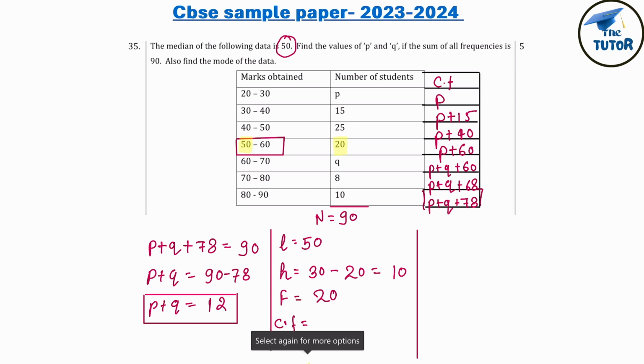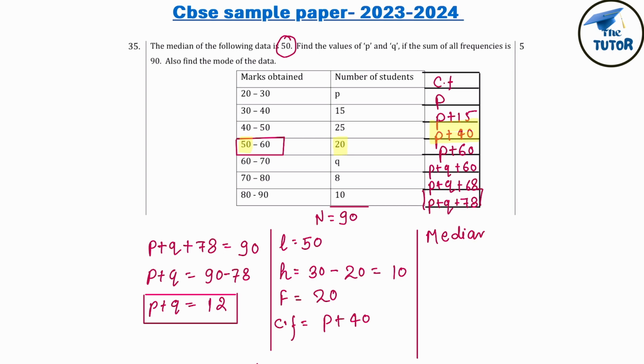And you know what, here's a glitch. You can't take the frequency from the median class. You have to take the cumulative frequency preceding the median class, that is P plus 40. Now you can take CF as P plus 40, right?